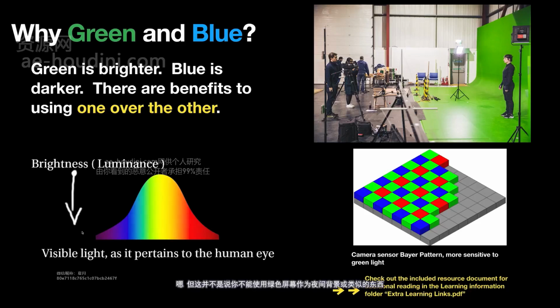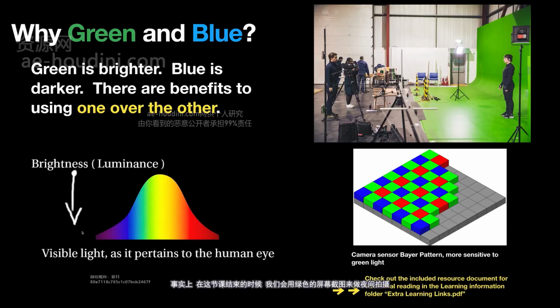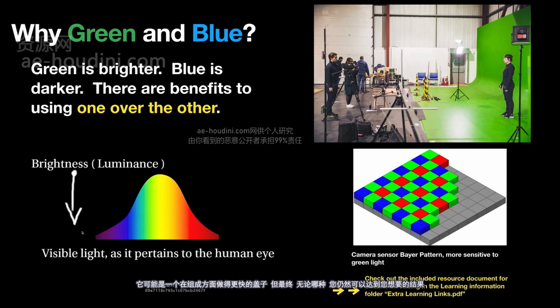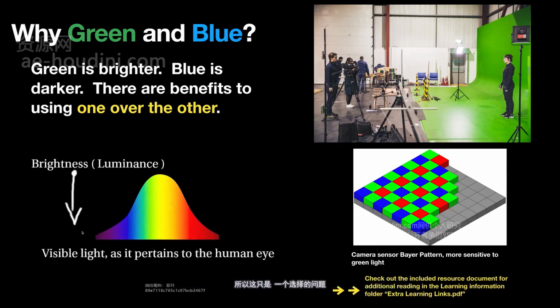But it's not to say that you can't use a green screen for a nighttime background or something like that. In fact, at the end of this class, we do use a green screen shot for a nighttime shot. And we'll actually see how we can fix some of the problems that come with using the green screen. And no matter blue screen or green screen, you're always going to have edge problems. It's more or less just, if you use a blue screen on a nighttime thing, it might be a little bit faster to do in the compositing aspect. But ultimately, either one, you can still achieve the result you want. So it's just a matter of choice there.